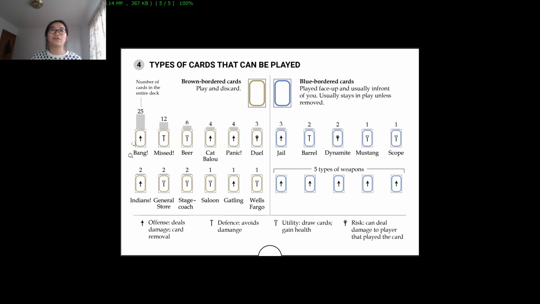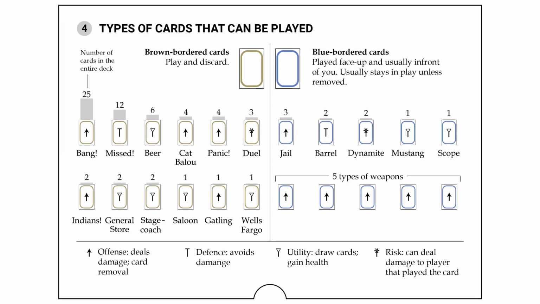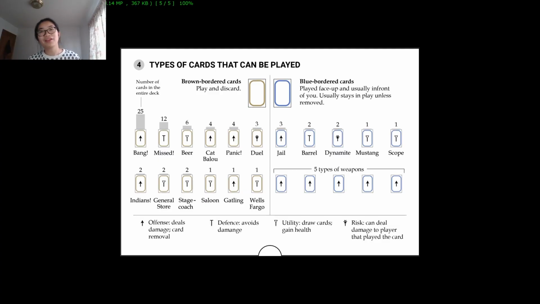I learned that offensive cards are the most numerous. There are 25 of them, and half of that, 12, are Missed cards that help you dodge, and beer cards let you gain health. The way this game is designed is very much meant to be offensive, very much meant to have you play these cards and try to kill people.